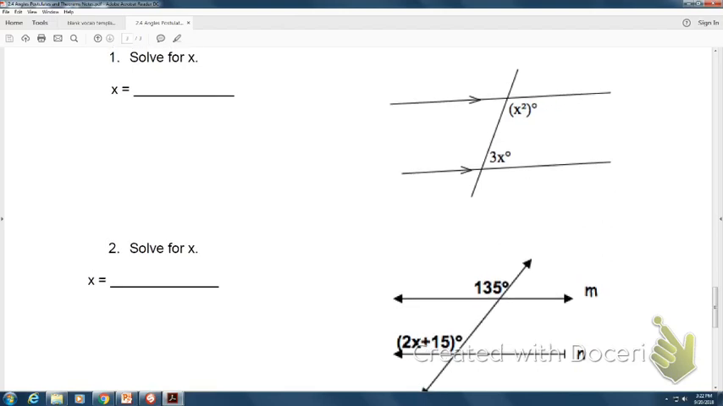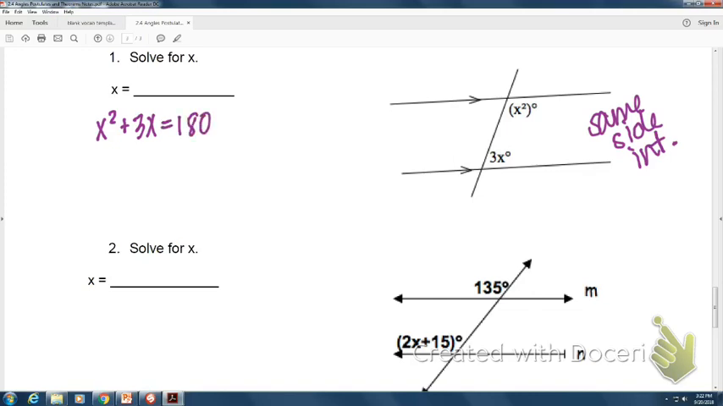Okay, number 1, we have x squared and 3x. What kind of angles do I have here? Same side interior. So I have same side interior. What do I know about same side interior angles? They're supplementary. Okay, so x squared plus 3x equals 180.